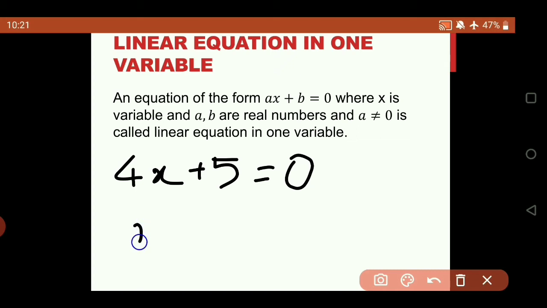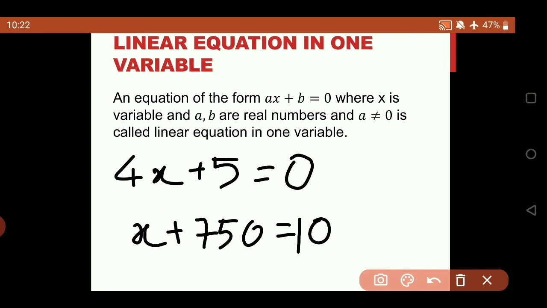Also, if I write x plus 750 is equal to 0, then this equation is also known as a linear equation in one variable, as it contains a variable x and its degree is 1. Here if I write x plus 750 is equal to 10, then this will also be a linear equation in one variable.